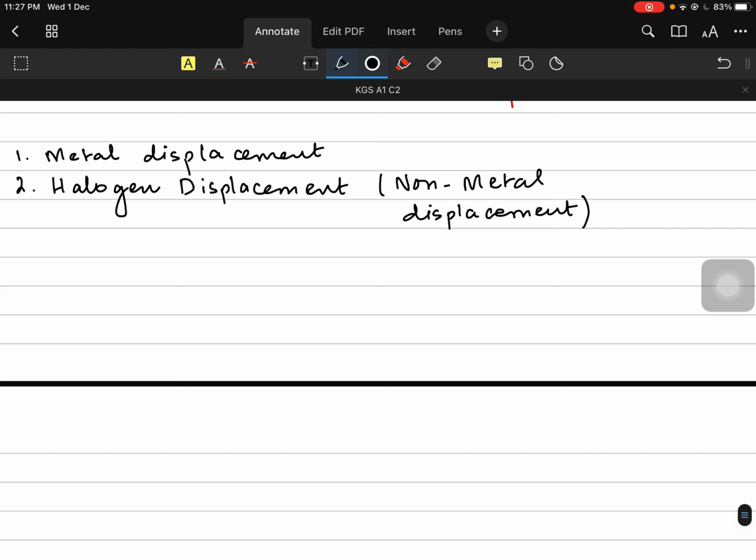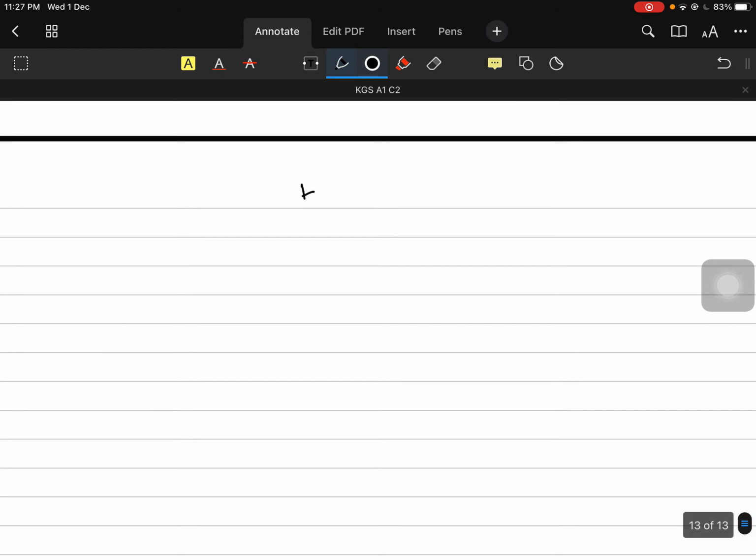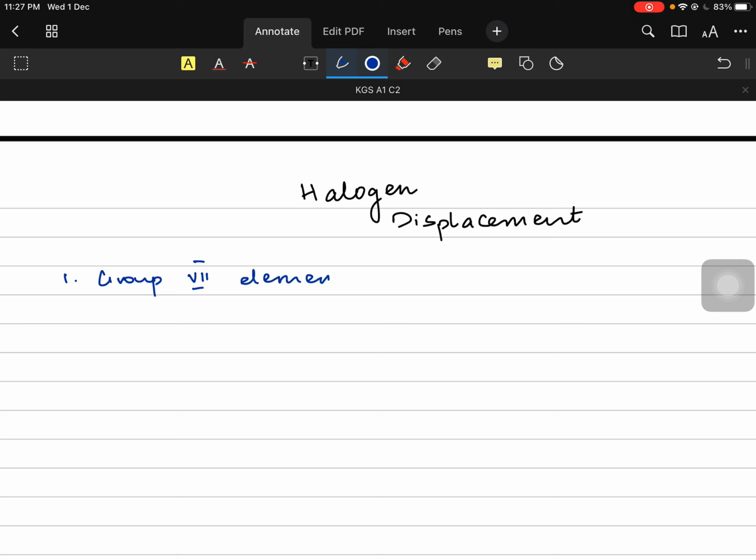In halogen displacement, when we talk about the idea, we know that halogens belong to group 7. So we're going to be talking about halogen displacement. So halogens belong to group 7. These are group 7 elements. To make a compound, they tend to gain one electron, and they become a -1 charge.